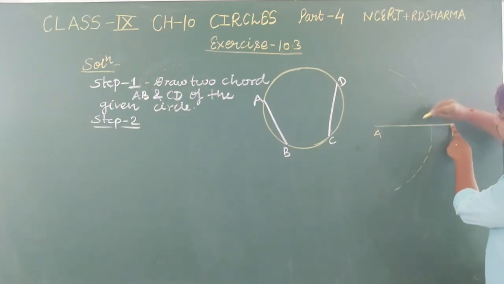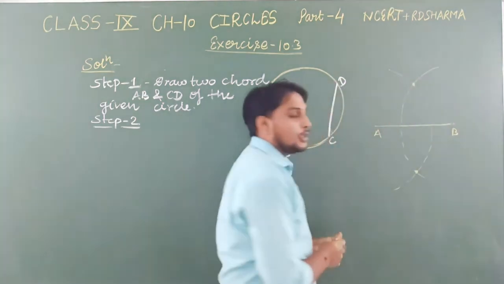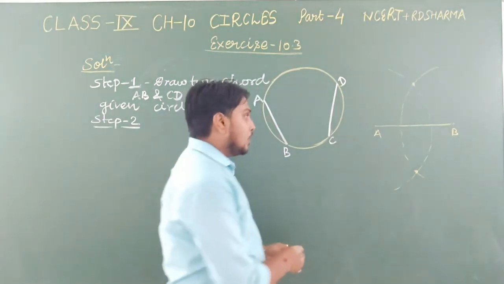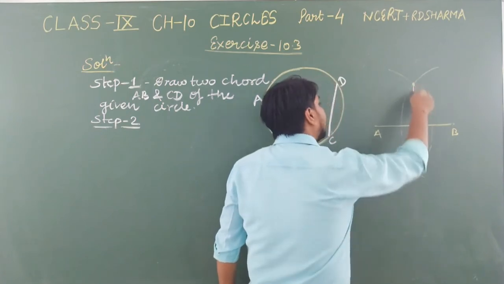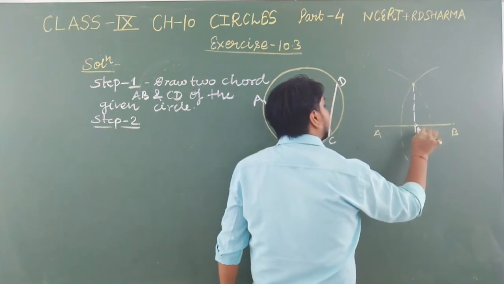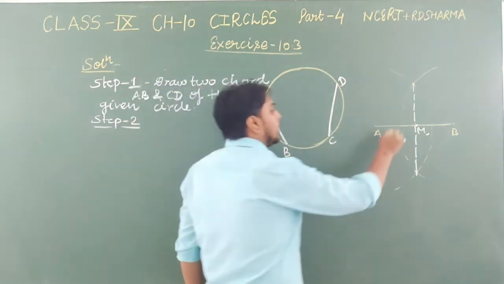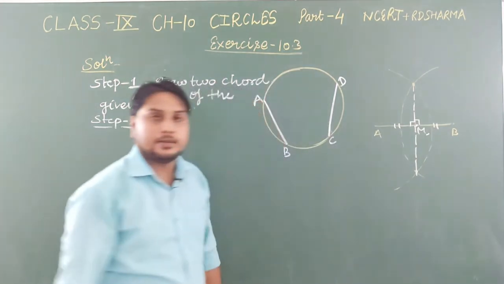Put your compass here, and with the same radius make two arcs like this. Here you get two intersecting points, and you have to join those points. When you join these two points, wherever this line intersects AB, that point will be the midpoint of AB. Means here you will get AM equal to MB, as well as it is perpendicular to AB.